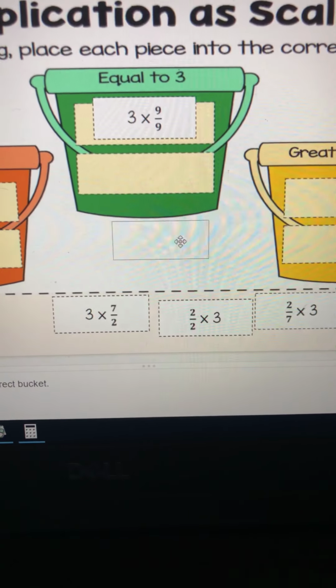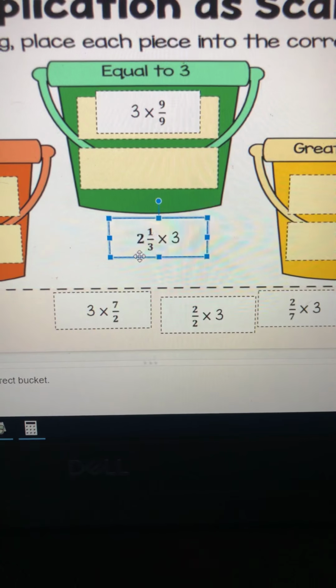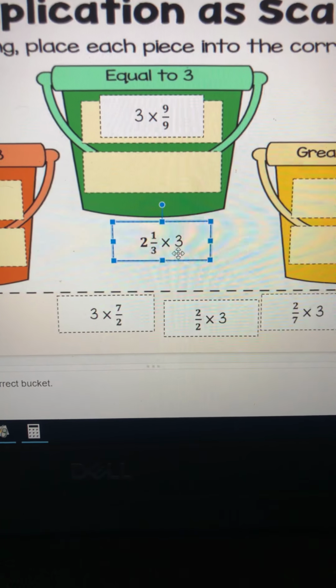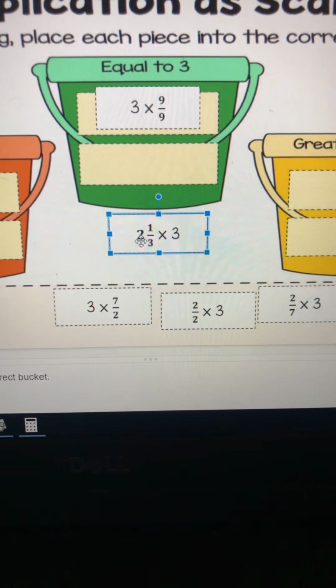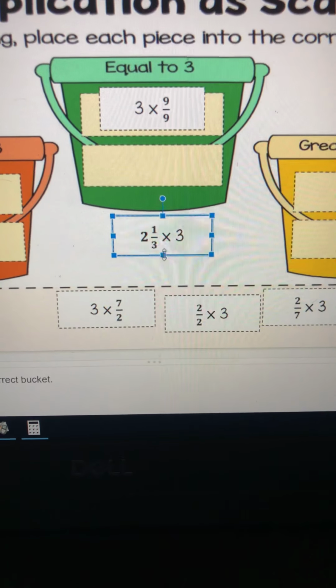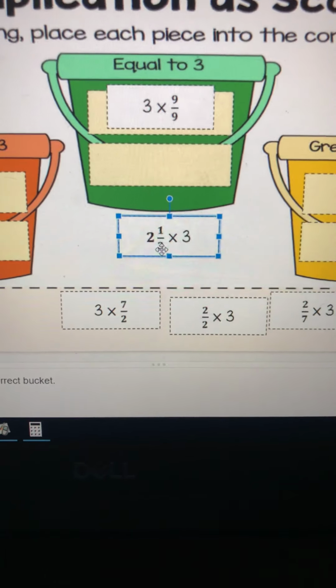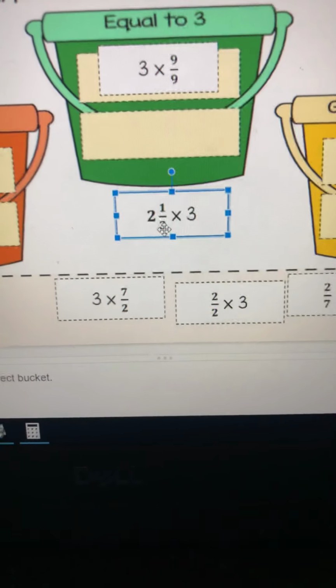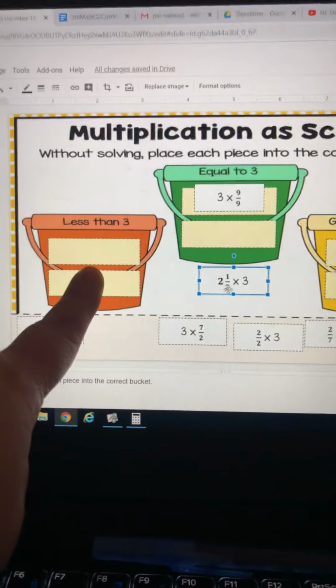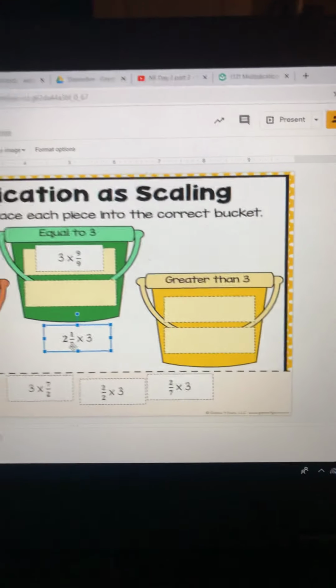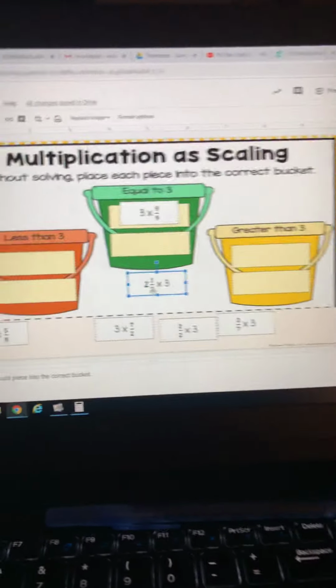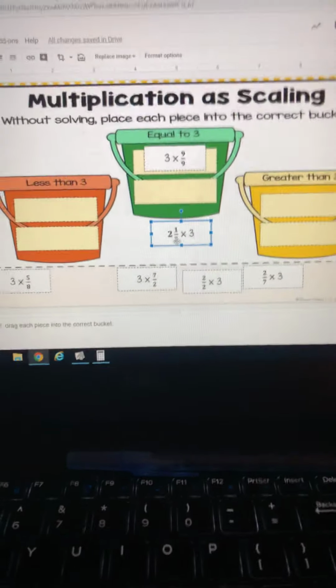Well, let's take the fraction 2 1/3 times 3. Well, right here, I have a whole and I have a whole and a part. So I want you to think about that before you did anything. Would that be less than 3 or would that be greater than 3? I want you to pause the video and talk about that with someone near you.